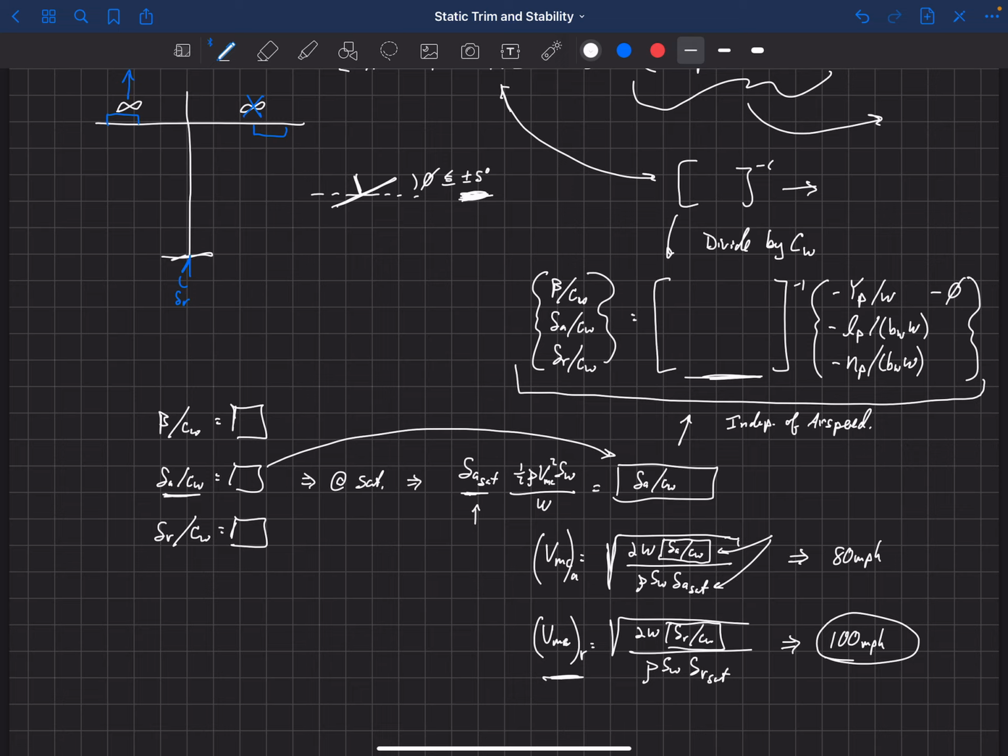Just a couple more things I want to point out here: these solutions are basically inversely proportional to weight. So these values will get smaller with weight, which means that the minimum control airspeed will actually reduce with larger weight. So that means the heavier the aircraft is, the lower the speed we can go to and still control the aircraft or trim it out.